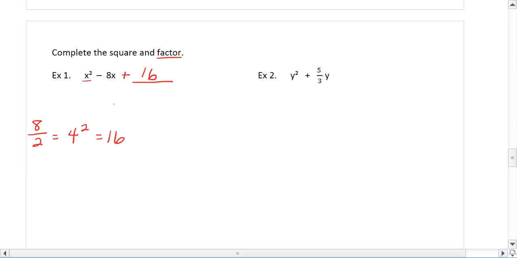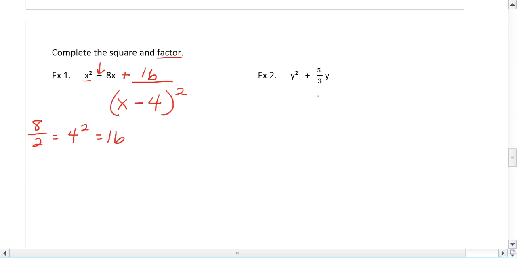So the square root of x squared is x. The square root of 16 is 4. Right here I have a minus sign, and we know there's 2 of them because it's a perfect trinomial square. So factored becomes x minus 4 quantity squared.